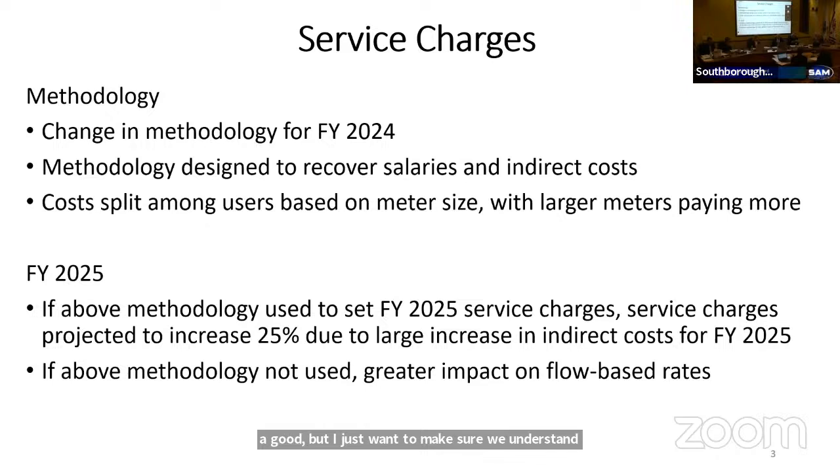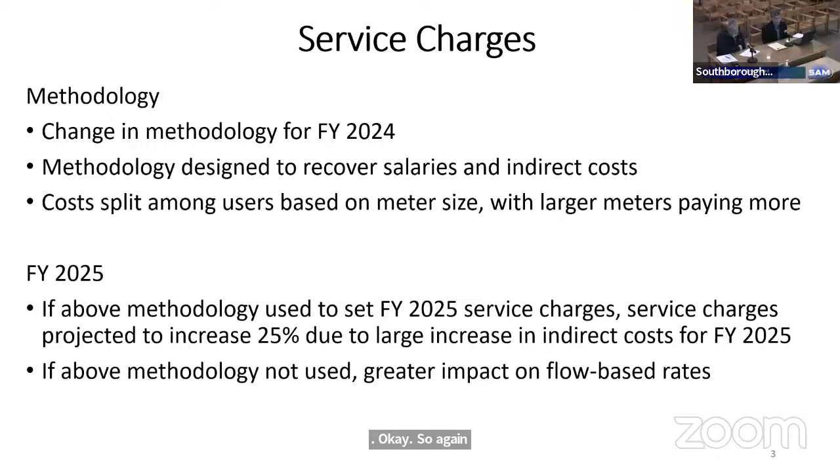Okay. So again, just to recap, if that same methodology were to be used exactly the same way, meaning just update the costs and then recover those costs, you're looking at about a 25% increase for the service charge. And that doesn't necessarily have to be the way that it's set. I mean, we did make a conscious effort to base it on cost last year. And in general, I'd recommend that the charge be based on some costs. But that doesn't have to be the way that it moves forward. And the point being that if the select board were to choose not to follow that methodology and maybe increase it less, then that would have a greater impact on the flow-based rates. The money would have to come from somewhere. So that means the rates would be higher in essence.